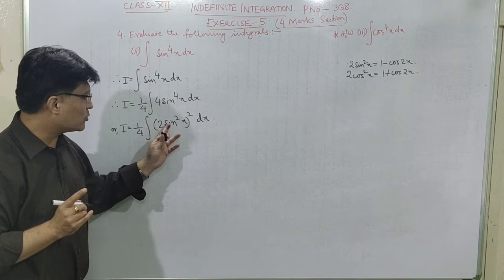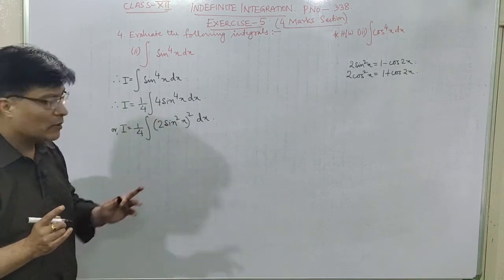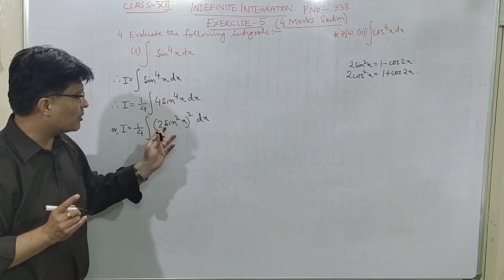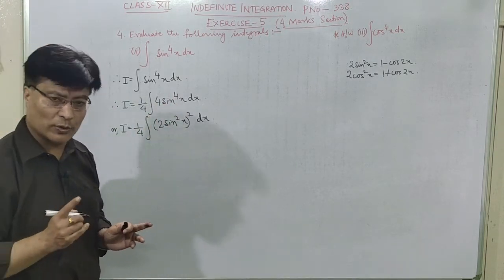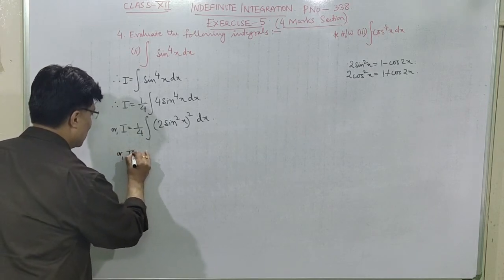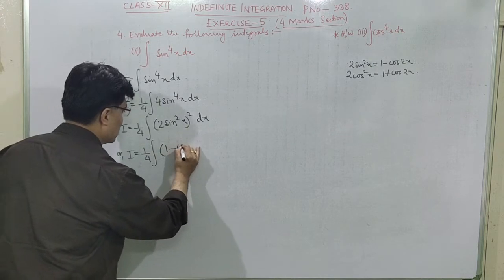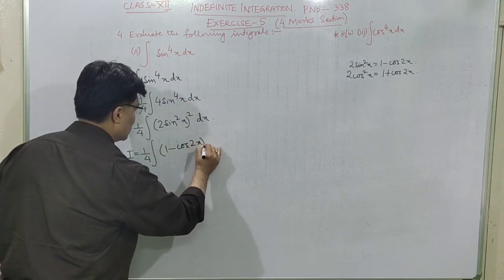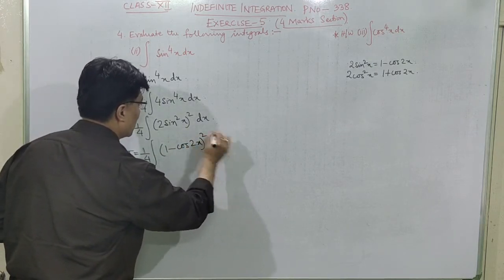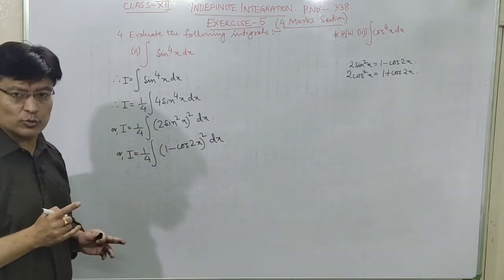So to use the 2 sin square x formula, we have multiplied and divided by 4 here. How can we write 4 sin to the power 4x? As 2 sin square x whole square. So use the formula 2 sin square x, and I is equal to 1/4 integration of, within bracket, 1 minus cos 2x whole square dx. That is, 2 sin square x is 1 minus cos 2x.